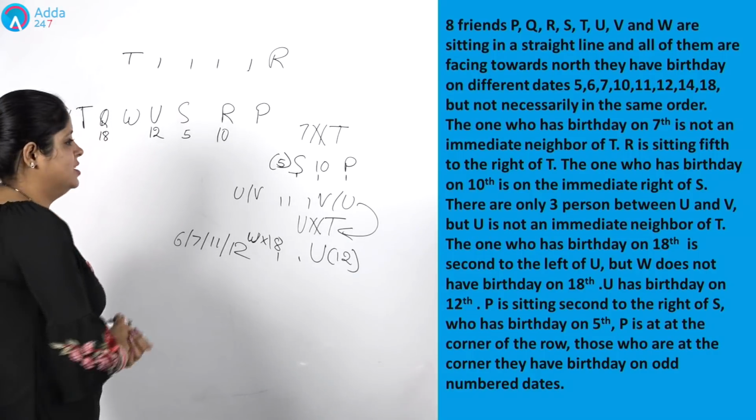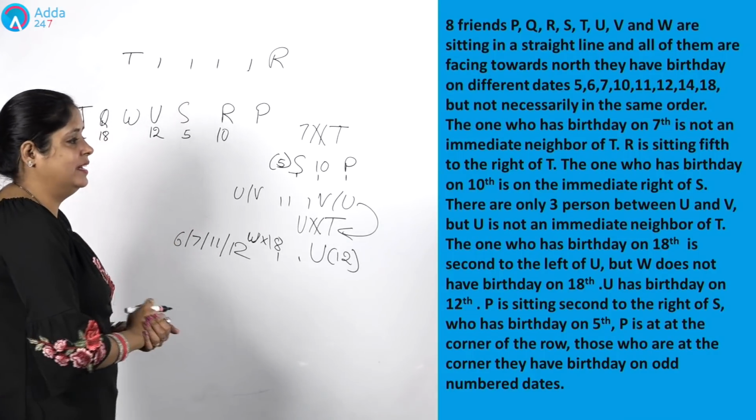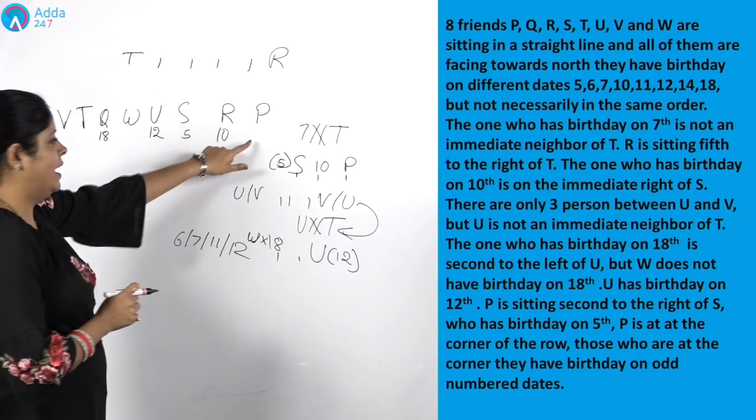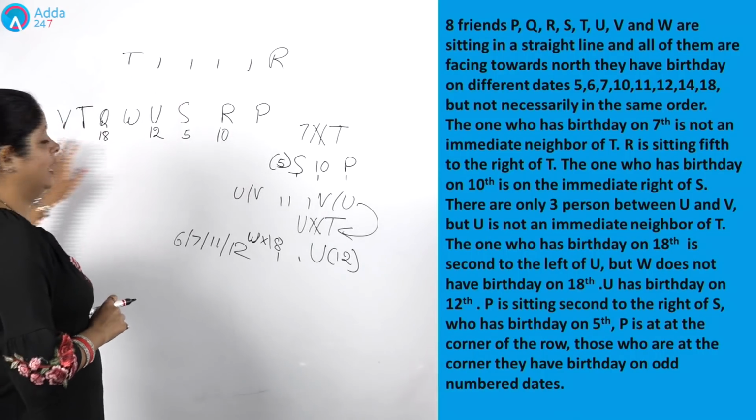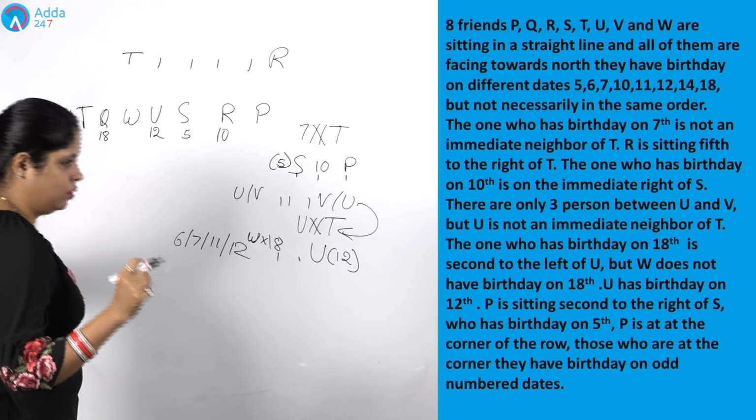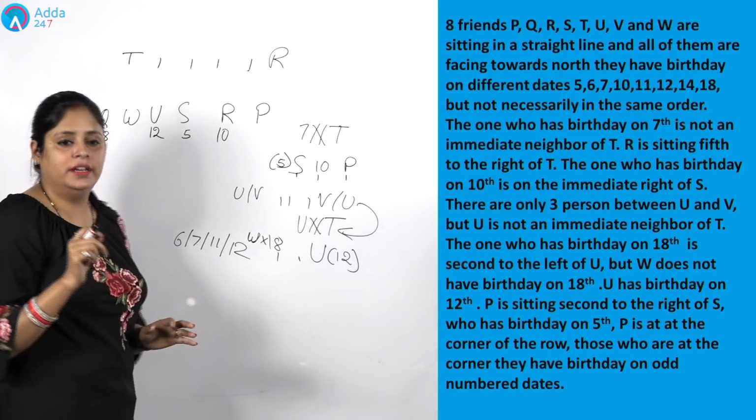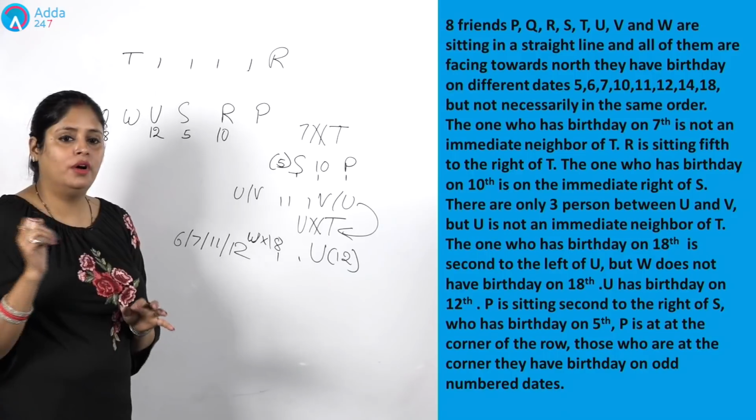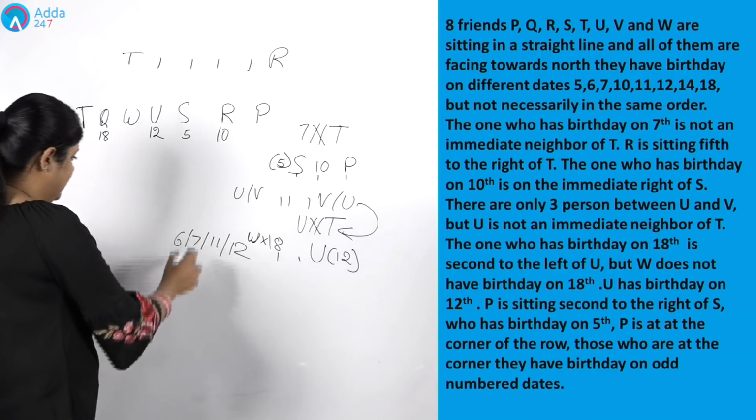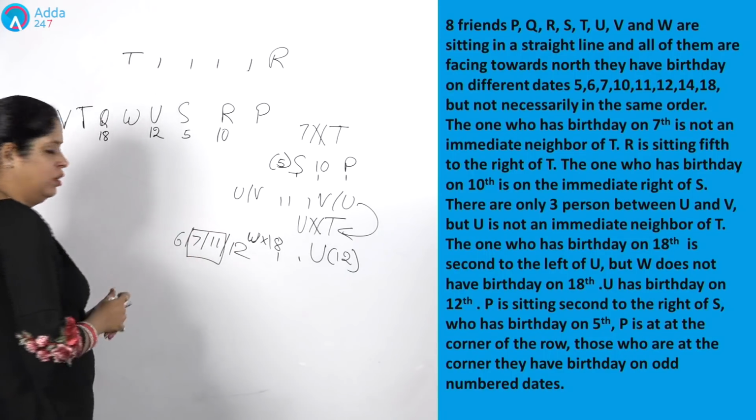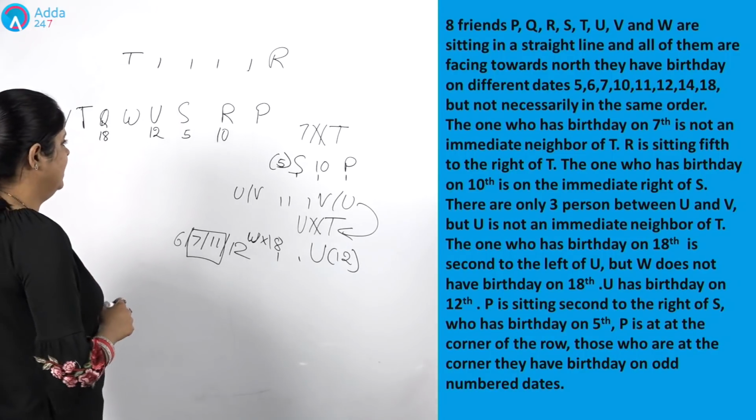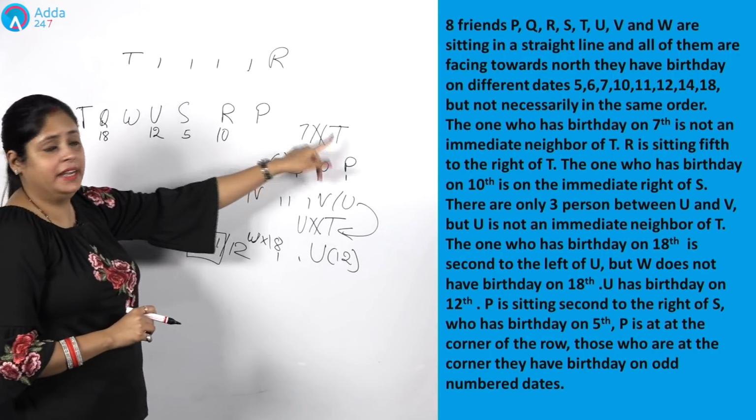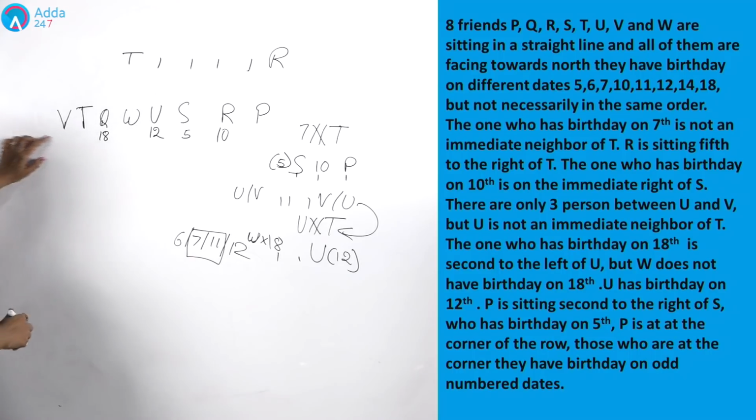Okay, so let's just check our last line, and it was saying those who are at the corner, means this P and this V, those who are at the corner, they have birthdays on odd number days. These corner ones are having birthdays on odd number days. And what are the odd number days? This 7 and 11, only 2 odd number days. 7 and 11, but 7 is not an immediate neighbor of T, so we can't consider 7 here.